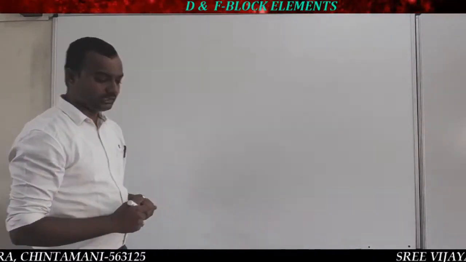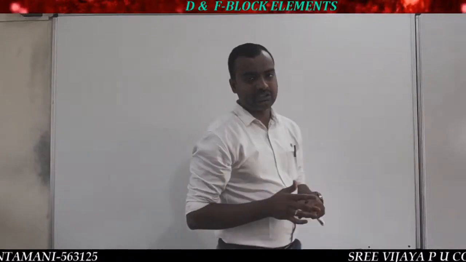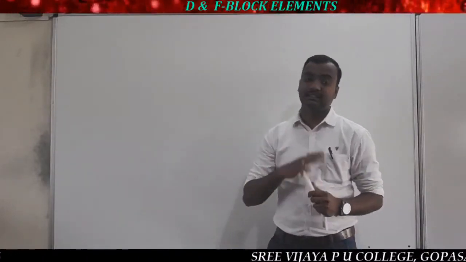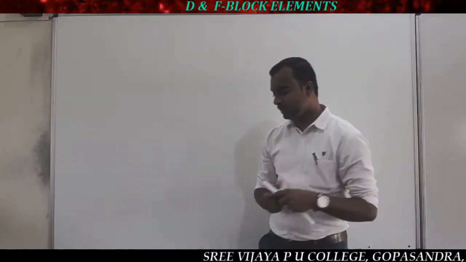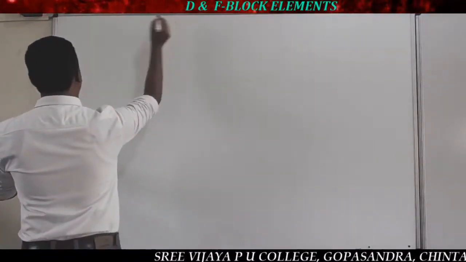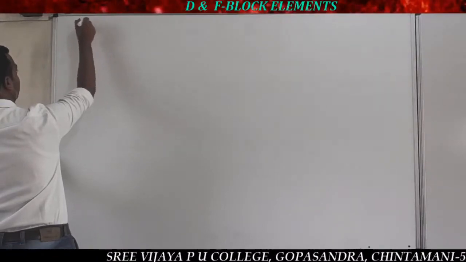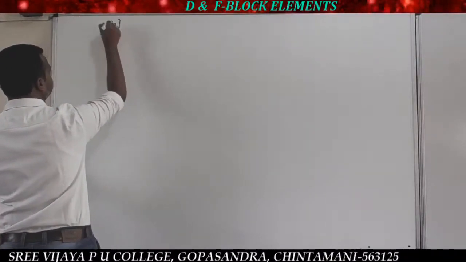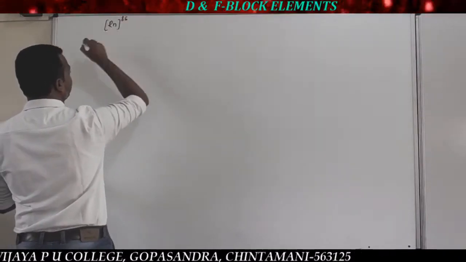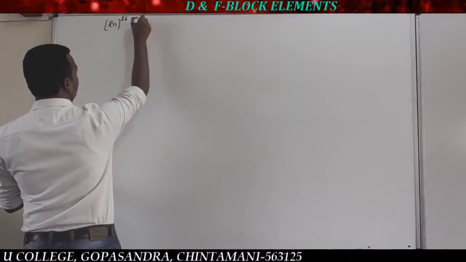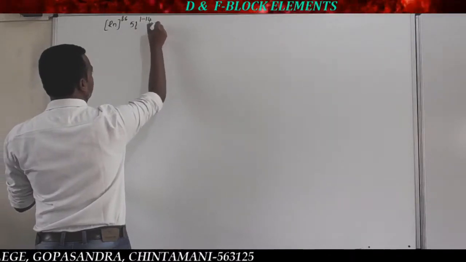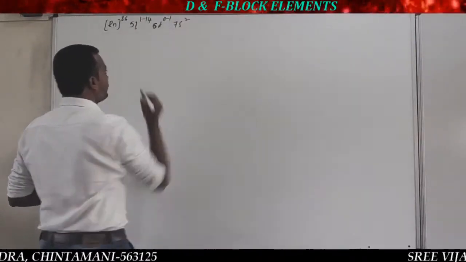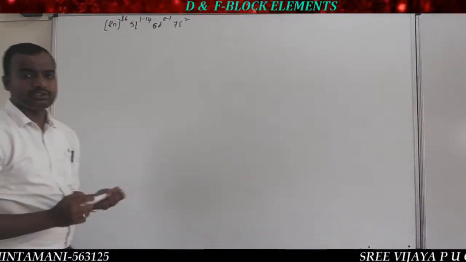In this class I am going to discuss the electronic configuration, oxidation states, actinide contraction and some properties, and the last topic, the difference between lanthanides and actinides. Okay, let us start with the electronic configuration of actinides. The general electronic configuration of actinides is radon 86, 5f 1 to 14, 6d 0 to 1 and 7s2.